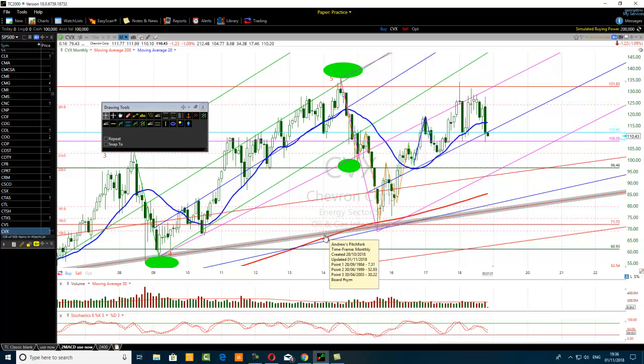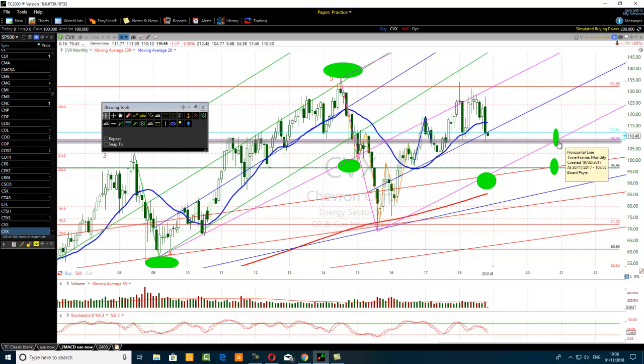Anytime you're using the Pitchfork tool, remember what we call a hot spot trading zone. Those hot spot trading zones will be attracting the price. This is a hot spot trading zone. Alright? So those are the three Pitchfork tools that an Elliott wave trader should draw.